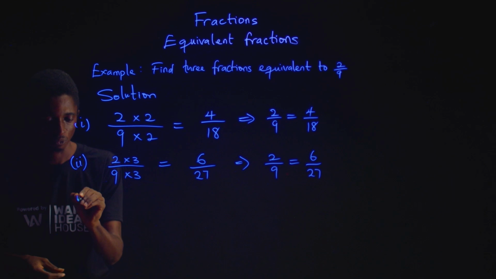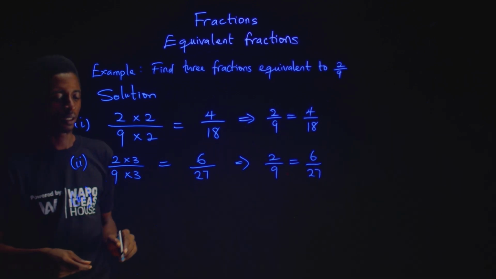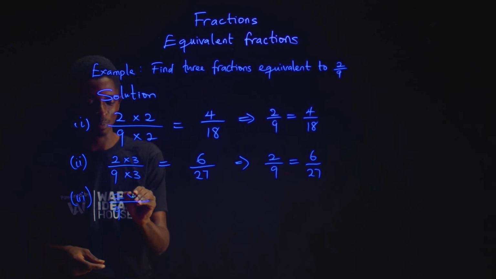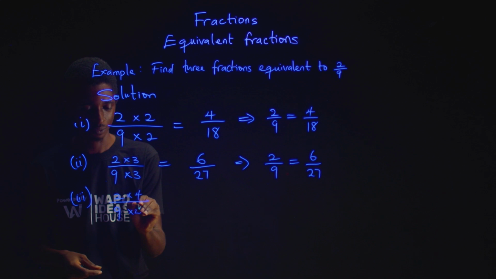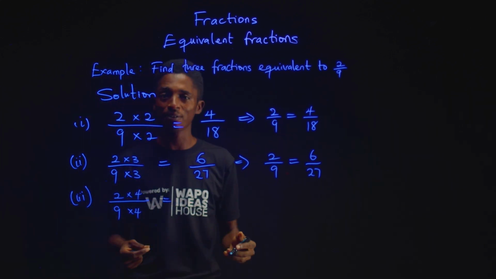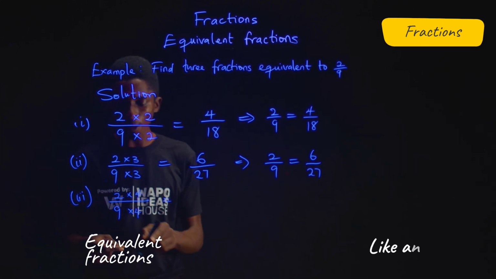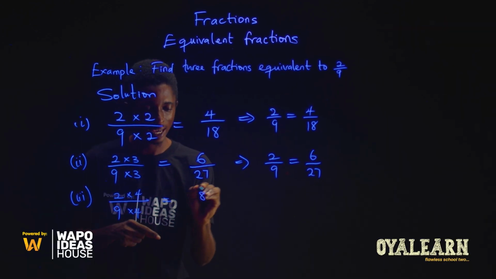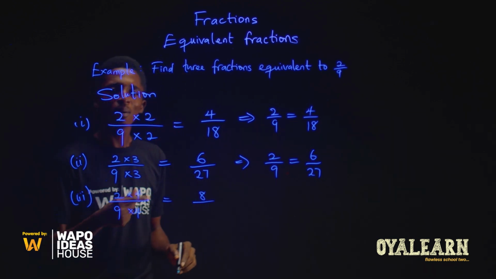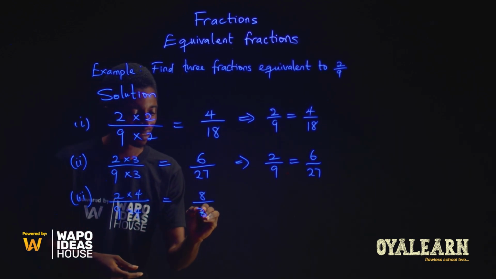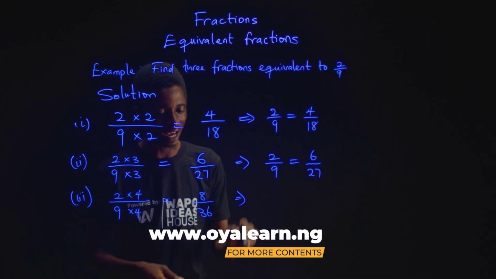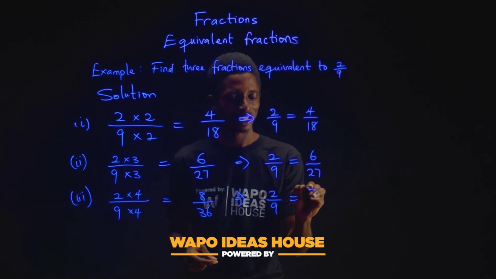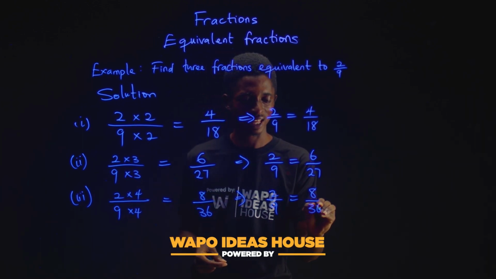Now one more. Still working with 2 over 9. This time let's multiply by 4. Now what does this give us? For the top, we have 2 multiplied by 4 at the numerator. This will give us 8. And 9 multiplied by 4 will give us 36. This implies that 2 over 9 is equivalent to 8 over 36.